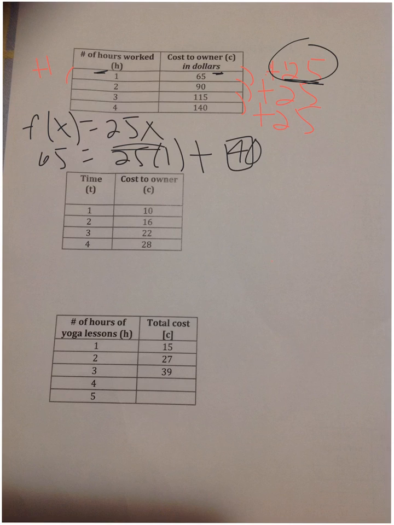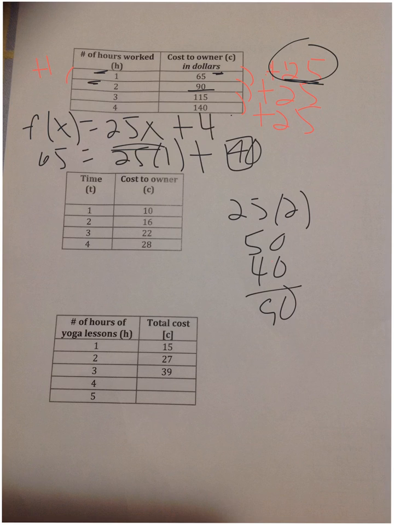Okay, so let's see if it works for the second term. 25 times 2 is 50, and then 50 plus 40 is 90, and that's what you were supposed to get. You can go ahead and check it with the third just to be sure, but your function rule here is f of x equals 25x plus 40.